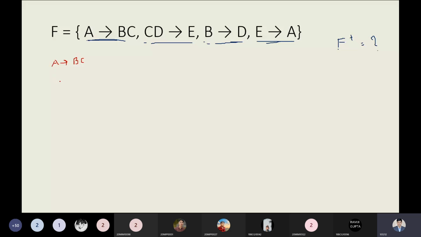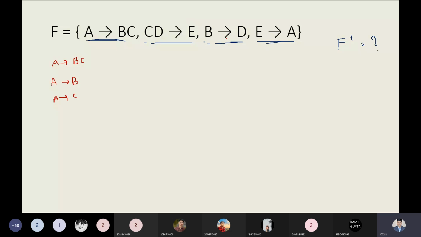By applying the decomposition rule, we can write A determinant to B and A determinant to C. And CD determinant to E, I can't apply the decomposition, because decomposition says only a single attribute should be on the right side. Or multiple attributes can be on the left, but on the right side is what the decomposition we can do. So there will be no chance.